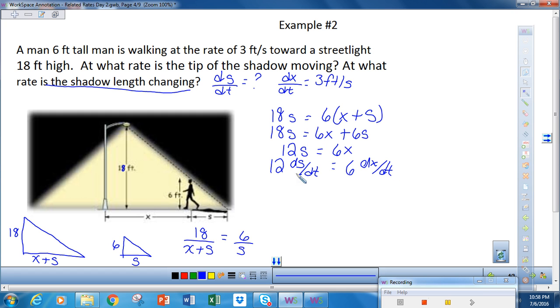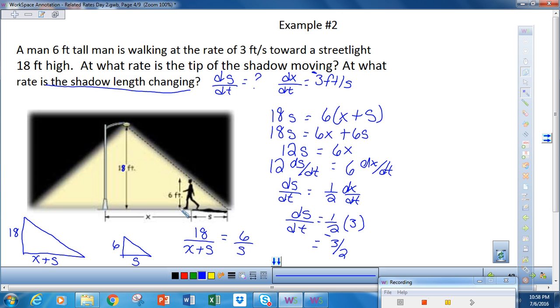Again, we're trying to solve for ds/dt, so ds/dt is equal to 1/2 dx/dt, which gives us ds/dt is equal to 1/2 times 3. So ds/dt is equal to 3/2. And it's negative. Why is it negative? It's negative because dx/dt is negative.